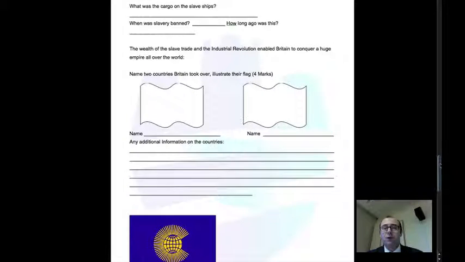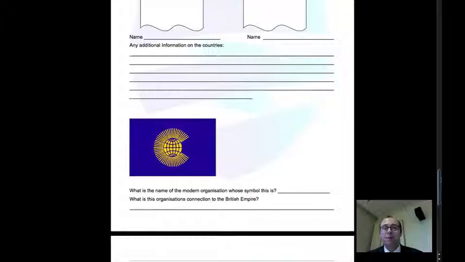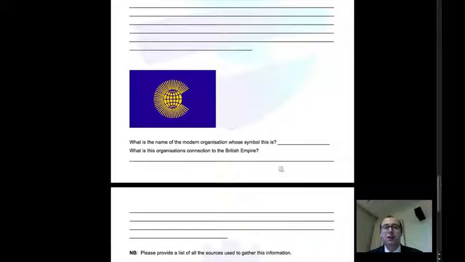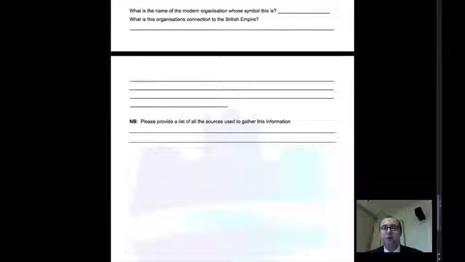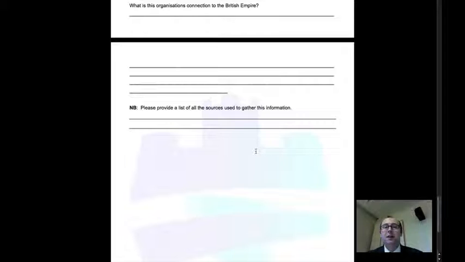And as this unit also sees through to the end of the British Empire, I'd like students to study the organisation that has replaced the British Empire. I want to know the name and the connection of this organisation to the British Empire. And finally, again, students are required to provide all of their information.